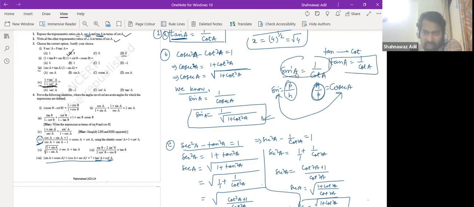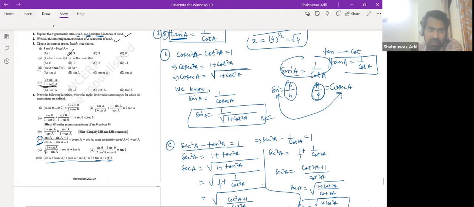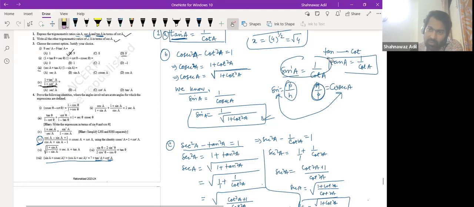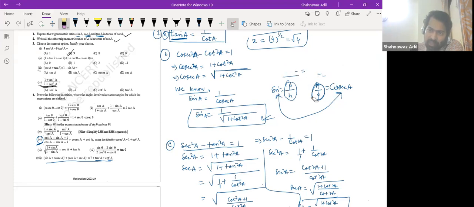If you are saying sine A is equal to 1 by cot A, you are saying that sine A is the reciprocal of cot A. That is not correct, right? Okay. There is only one reciprocal, right?